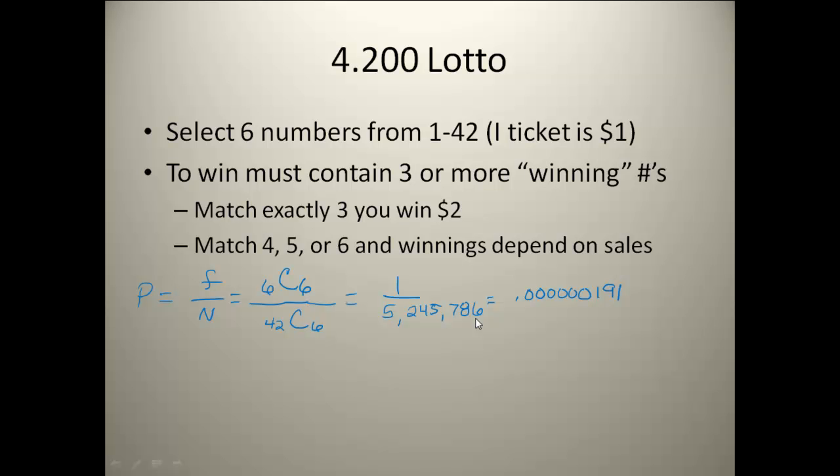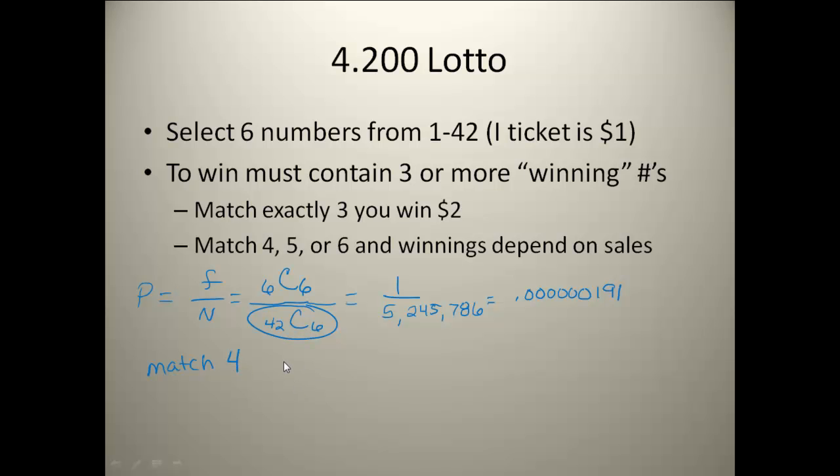Part B wants to know, what's the probability that your ticket contains exactly 4 winning numbers? So again, we're looking at the probability. Our bottom number here isn't going to change at all. We still have that 5 million possibilities. But now I want to match exactly 4.